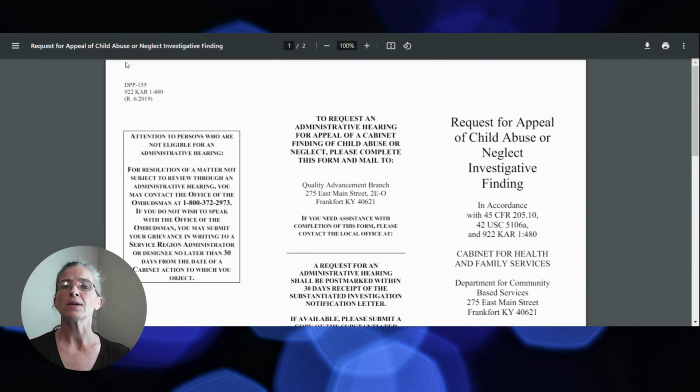So here's the link to it. It's all PDFs. You can Google CHFS DPP 155, CHFS DPP 152. They are downloadable. They are printable. If you have a PDF editor, you can fill it out and just upload it straight into your email, or you can print it out and fill it out by hand, copy it, and mail it into the office. And that's how we start the investigative review process.